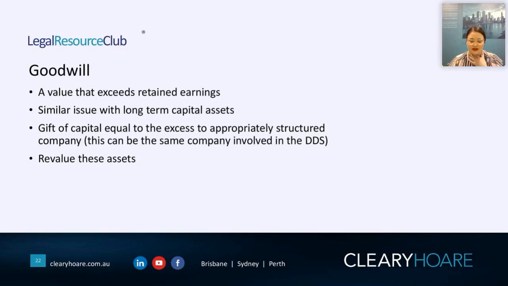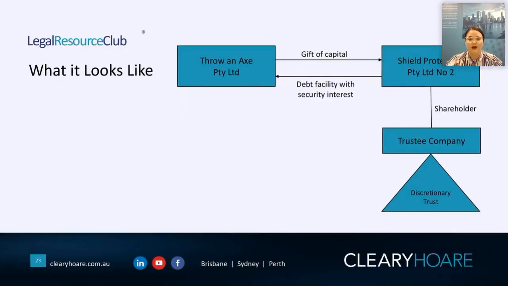So in the present circumstances, Axe will make a gift of $1 million to Shield Protection number 2. So we do have a separate company. Shield Protection number 2 will again lend that money back to Axe on the basis that it cannot be cash flowed. In a similar vein to the goodwill, Shield Protection number 2 will take security over the assets of Axe, whether this be personal property or land, and that will give them a secured creditor position. So what you can see on screen is Axe gifts that capital and Shield Protection lends it back. Very similar to our individual asset protection work.